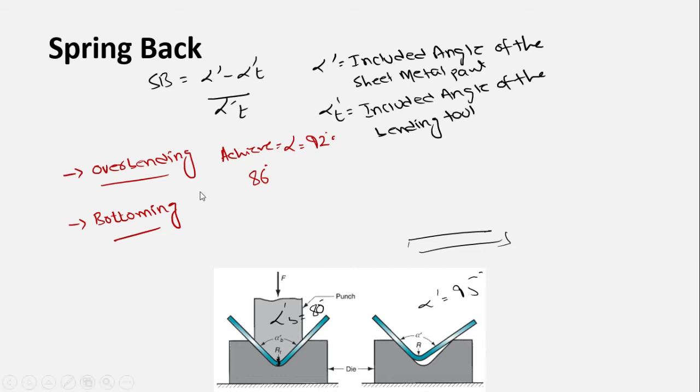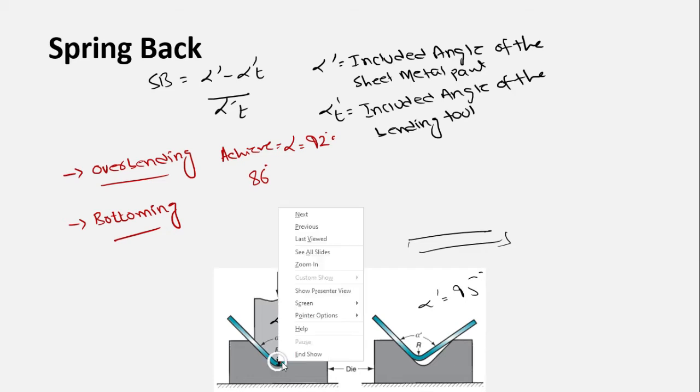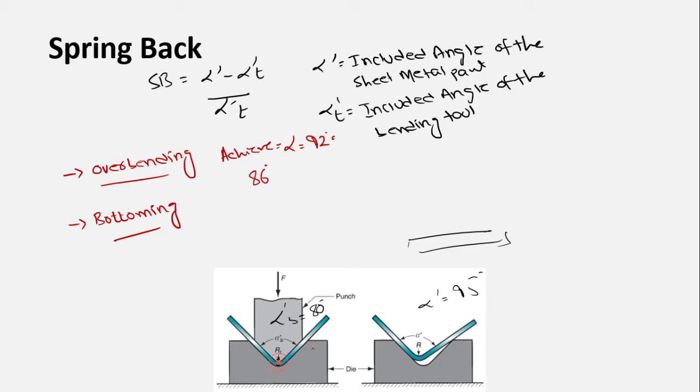Second method is bottoming, and what bottoming is, it involves squeezing the part at the end of the stroke. So once we have reached the end of the stroke, we will slightly squeeze the part along this edge, along this end. So this will plastically deform the sheet metal at a certain angle. It's like a mechanical interlocking once you achieve the bend angle. So these are the two ways to avoid the spring back phenomena.